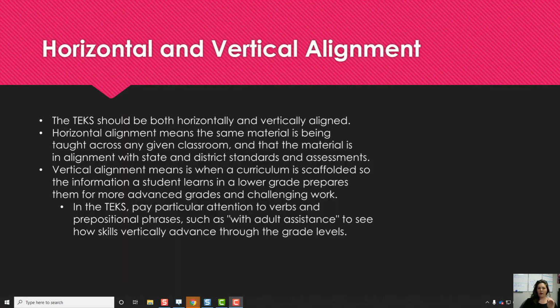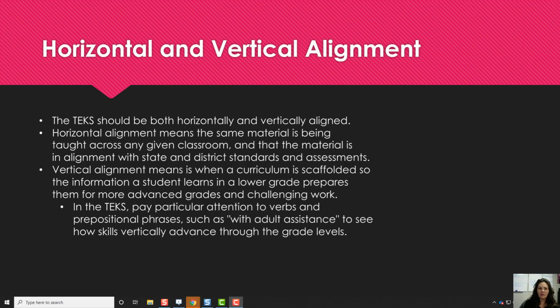One more thing I want you to know about before we start the scavenger hunt is horizontal and vertical alignment. The TEKS are supposed to be vertically and horizontally aligned in every single content area, but because you have committee members coming from a wide variety of backgrounds and it's such an extensive process, sometimes that gets a little bit out of whack. But what horizontal alignment means is that the same material is being taught across the grade level in any given classroom. So 7th grade here in Canyon is going to be the same as 7th grade in Amarillo, the same in San Antonio, Dimmitt, that kind of thing.